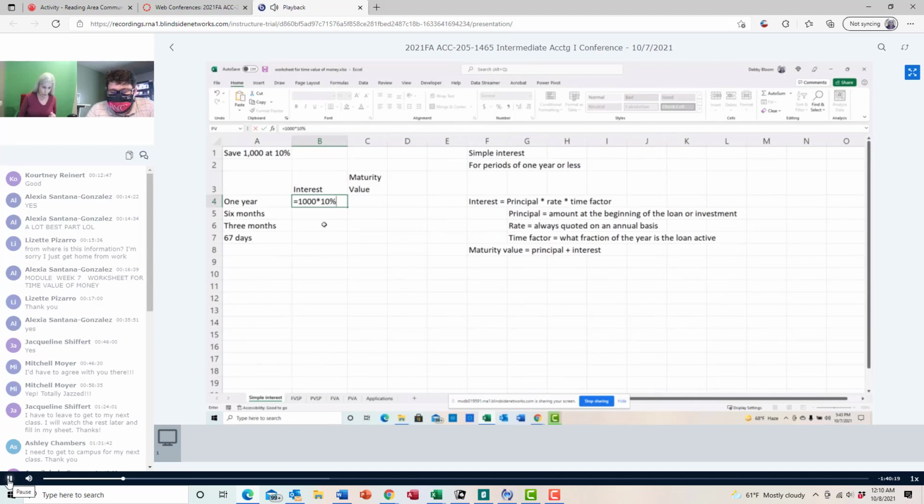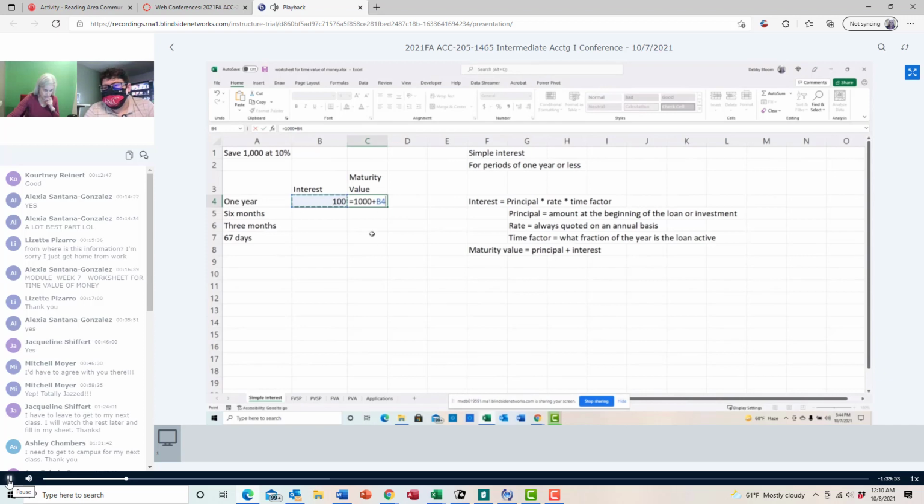So for 1 year, I would multiply it by 12 over 12 or 1. So I can just take 1,000 times 10%. If I left my money in the bank for 1 year, I would have $100 of interest. So for my maturity value, I would have $1,000. And then just to make things easy on us for the future, I'm going to add the interest, but I'm going to click on cell B4.